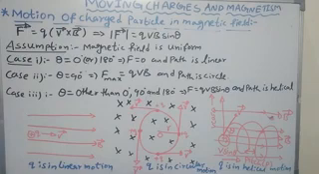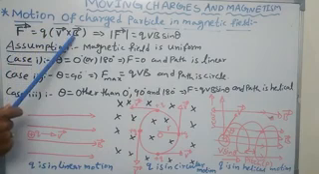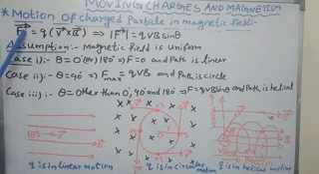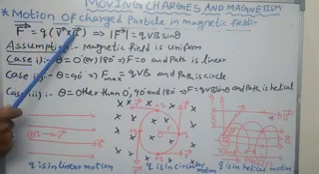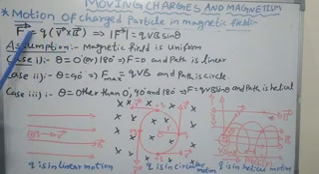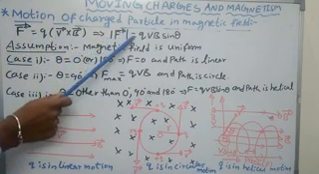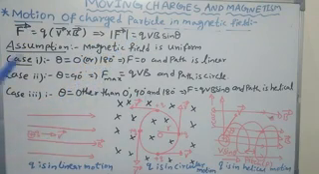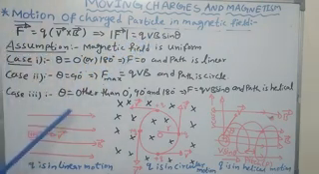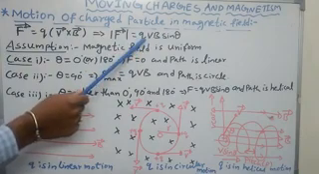And the magnetic force experienced by a charged particle in a uniform magnetic field, what is that? F bar is equal to q (v bar cross B bar). So this is the magnetic force experienced by a charged particle in a uniform magnetic field. This also we understood: the magnetic force is equal to qvB sin theta.